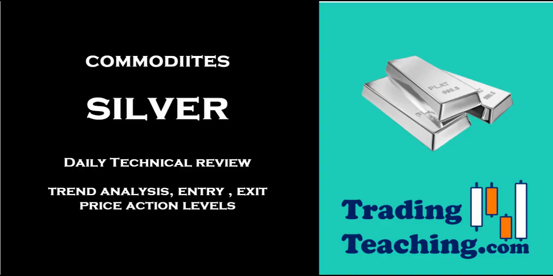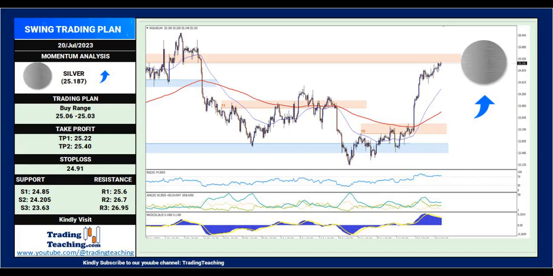Silver technical view. The current silver price is 25.187. The technical analysis forecast for the next 2 to 3 days suggests a favorable uptrend for silver. The 25.06 to 25.03 price zone is a good area to buy, with an expected upside of 25.22 and 25.40. If market behavior changes, stops should be placed at 24.91 to control the risk.